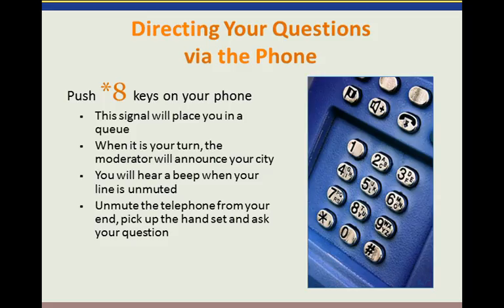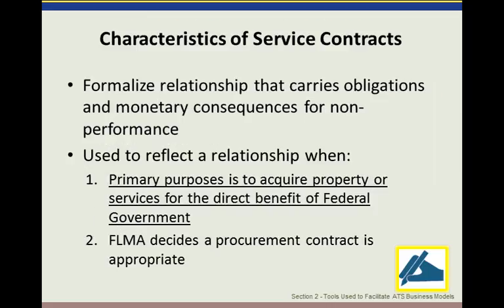Okay. And let's move forward onto the second part. In this section, what we wanted to do is to describe the second two types of business models. The third being the service contract. Basically, service contracts are used to formalize a relationship that carries obligations and monetary consequences for non-performance. They're used when the primary purpose is to acquire property or services for the direct benefit of the federal government, and in cases where the FLMA decides the procurement contract is appropriate.